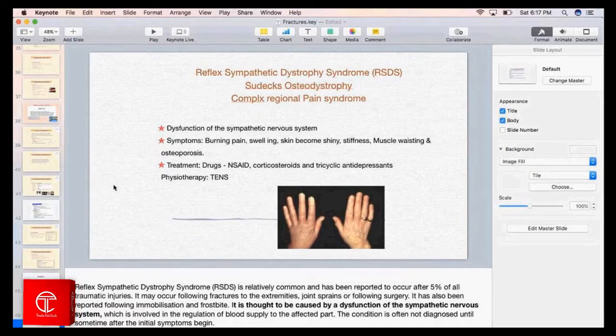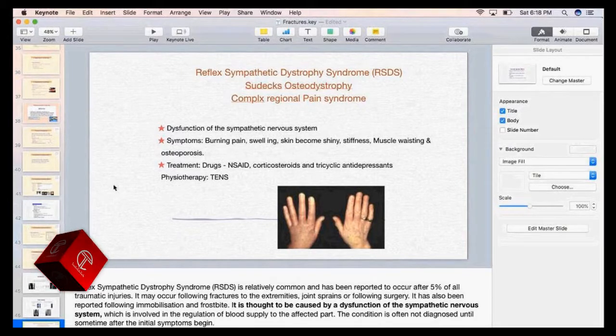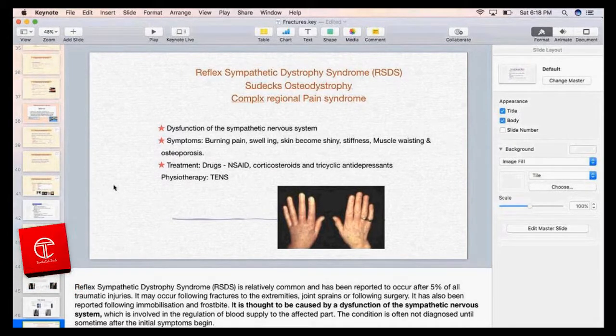So, what are the symptoms? There will be burning pain, there will be hyperesthesia, there will be swelling, the skin becomes shiny, there will be stiffness. And when there are all these problems like pain, swelling, stiffness, automatically the patient will not move that affected part. So what happens? There will be muscle wasting, osteoporosis and stiffness. So this is a vicious cycle. Once there is muscle wasting and stiffness, the patient again will not move the part. So it will lead on to the stiffness again. So these are the symptoms: stiffness, osteoporosis, skin becomes shiny. So you can easily diagnose.